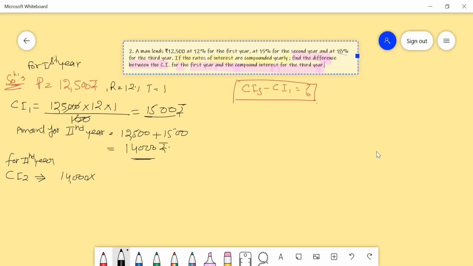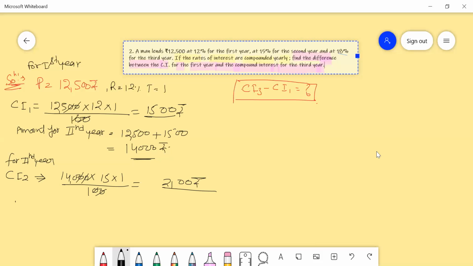What is the rate of interest for second year? That is 15 into 1 upon 100. So the 2 zeros cancel out. So 15 times 4 is 60, 0 and 6 carry, and 15 times 1 is 15, plus 6 is 21 rupees. The compound interest for second year.